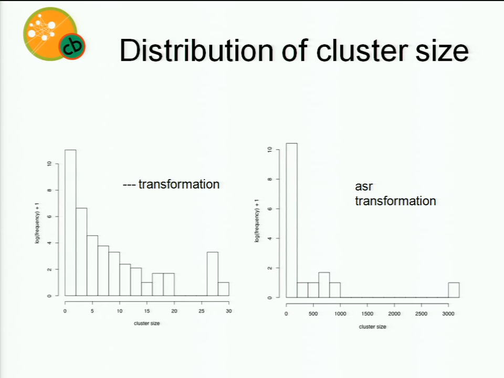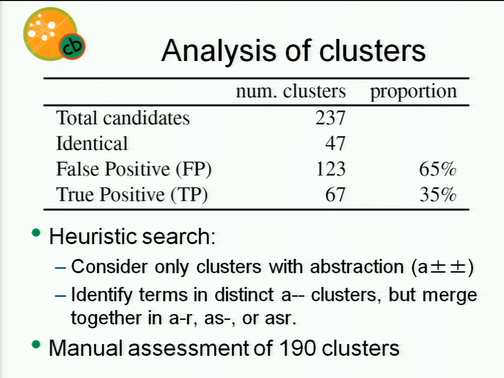If you look at the distribution of the cluster size before the transformations were applied and after, note that the scales here are completely different. As I said, the maximum cluster before transformation had 29 elements in it, and after transformation, we had one that had 3,000. Basically, we have a number of very large clusters. So the abstraction is really making a big difference.